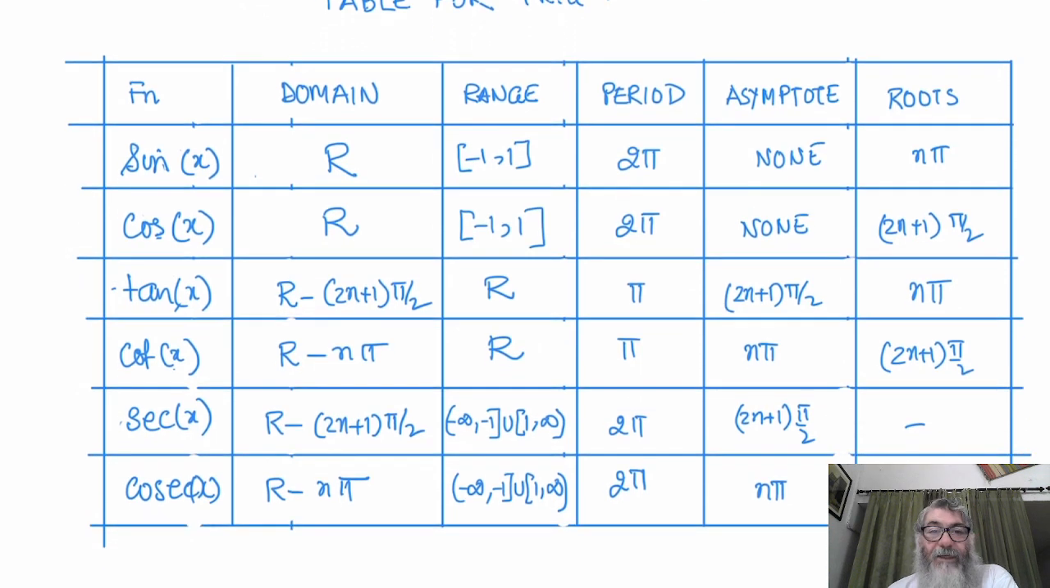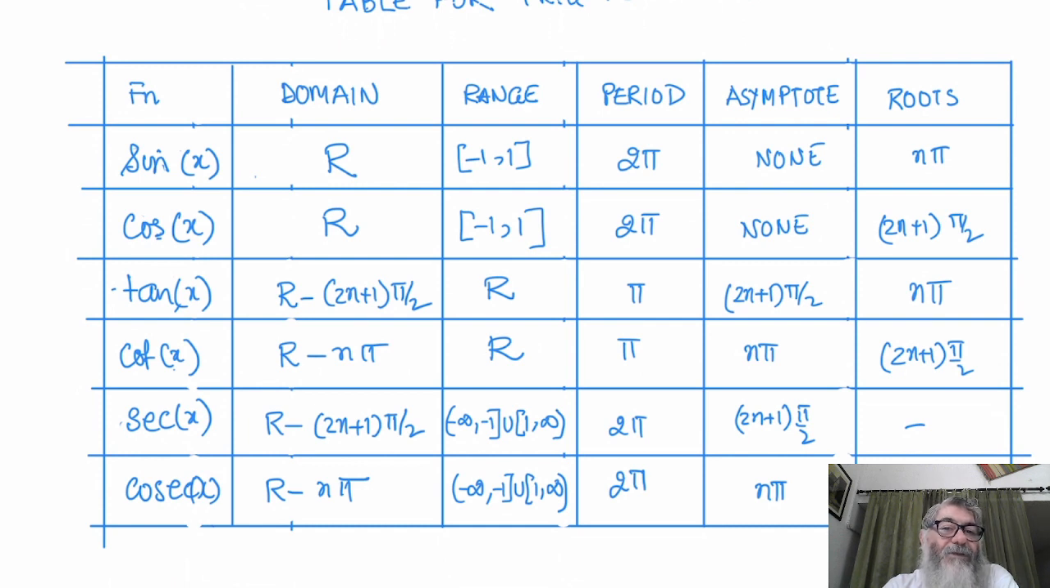If you look at tan x, tan x is sin x upon cos x. So where cos x is 0, this function tan x will not be defined. That is why it is written R minus (2n+1) pi by 2, because at (2n+1) pi by 2 the curve will not be defined. Where cos is 0, at odd multiples of pi by 2, it will not be defined.